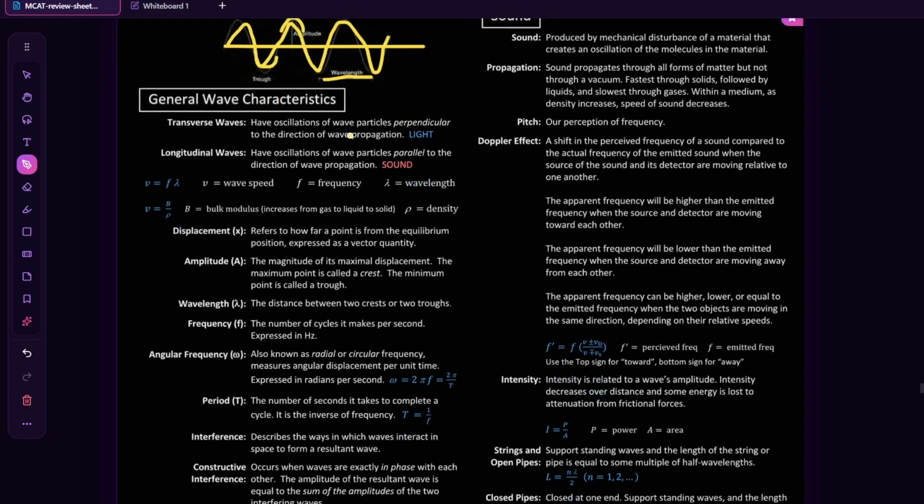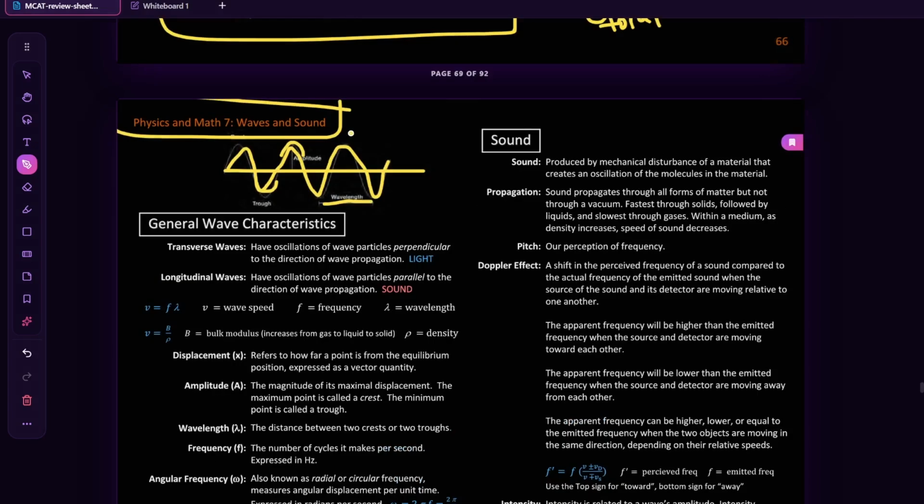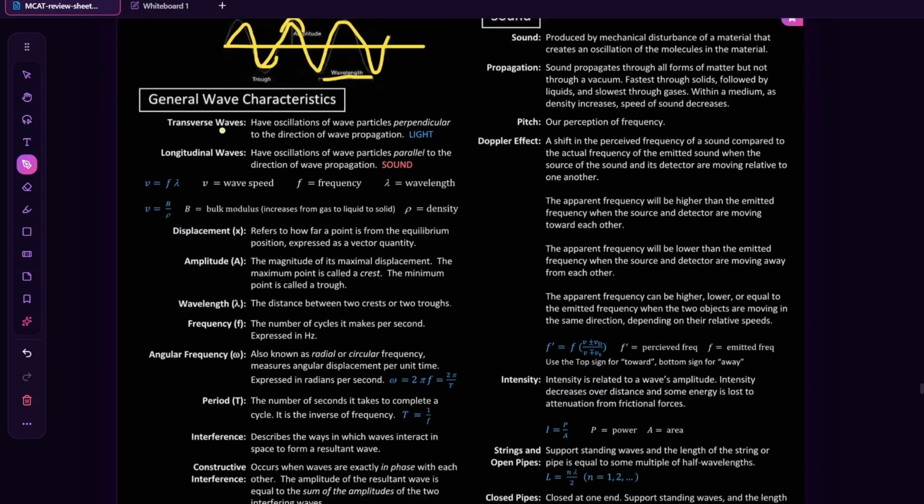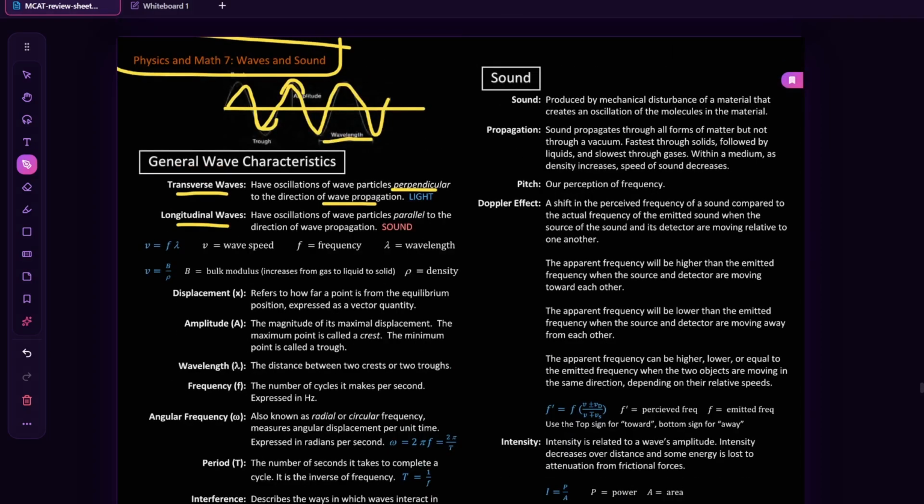A wave in general is basically a way that energy travels through space without the material actually moving. So there's two different types of waves to classify. You have transverse waves, which have oscillation of the wave particles that move perpendicular to the direction of the wave propagation. So an example of a wave like that would be your light wave. For oscillations that are parallel to the direction would be sound. Sound is an example that is parallel direction of the wave propagation.